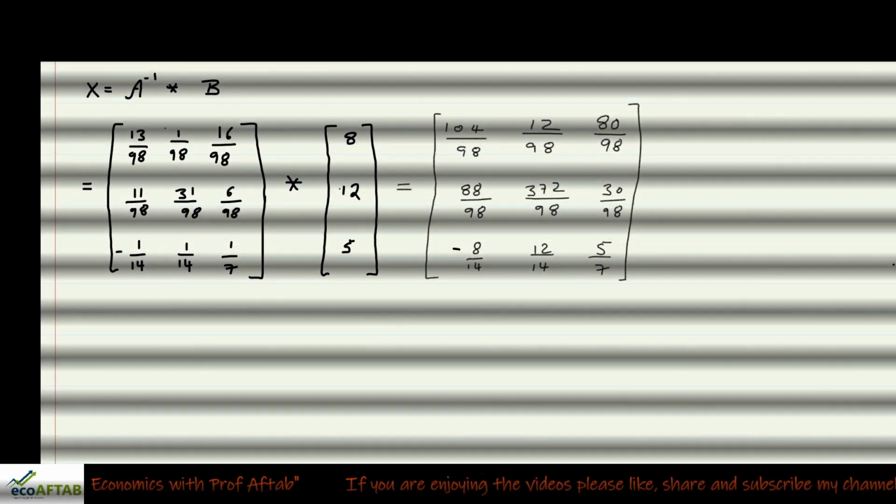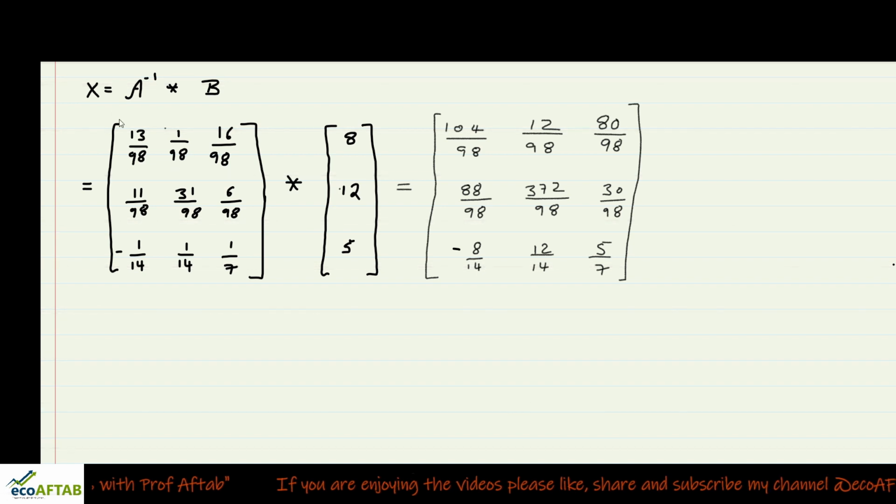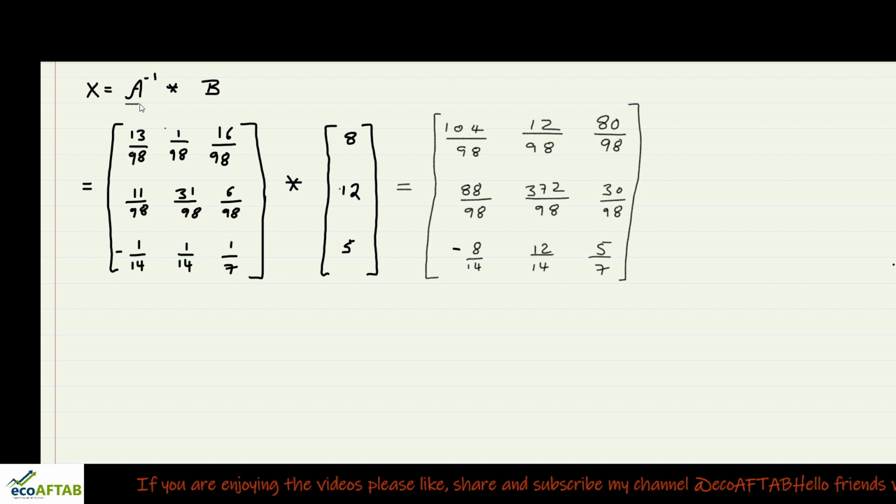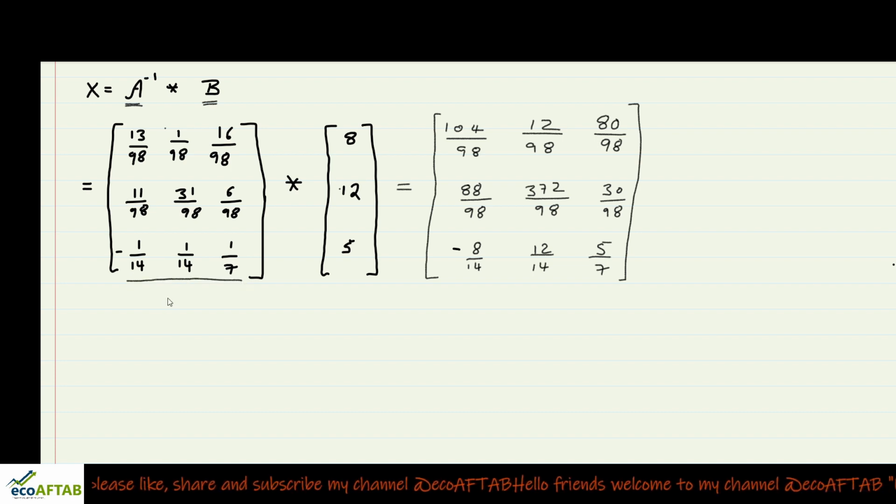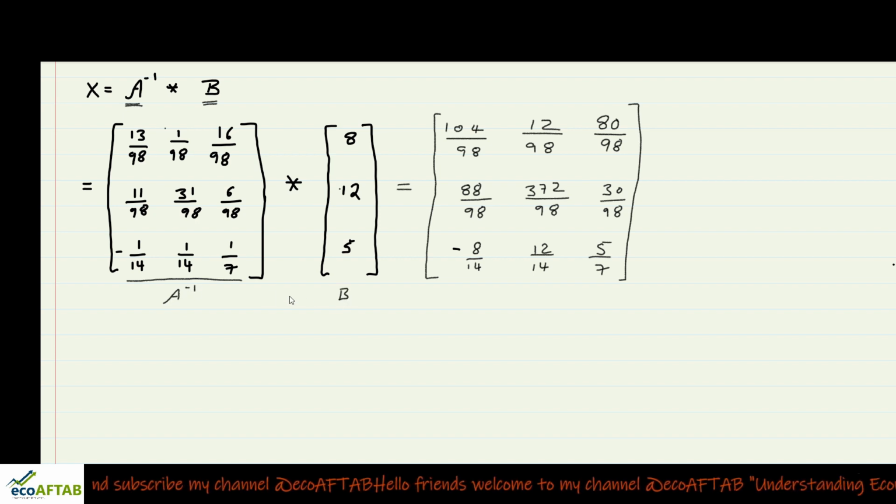So here you can see we have come to the last part. As we saw, to find the variables x, we need the A inverse matrix, and we have the constant matrix as B. So what we need to do is multiply the A inverse matrix with our B matrix. Once you multiply, you will get 13 into 8, 104 by 98, 1 into 12, 12 by 98, 16 into 5, 80 by 98.